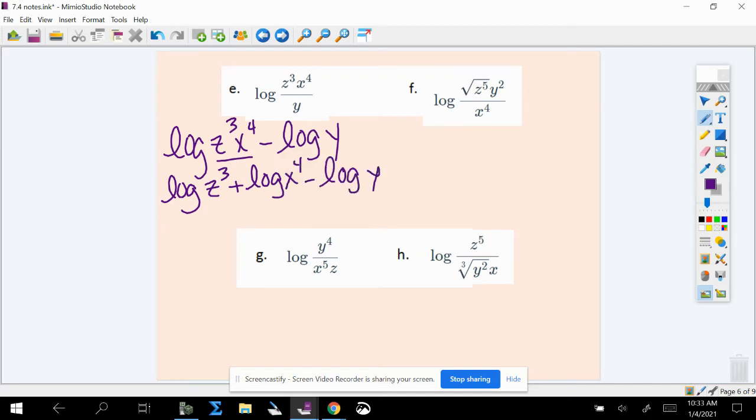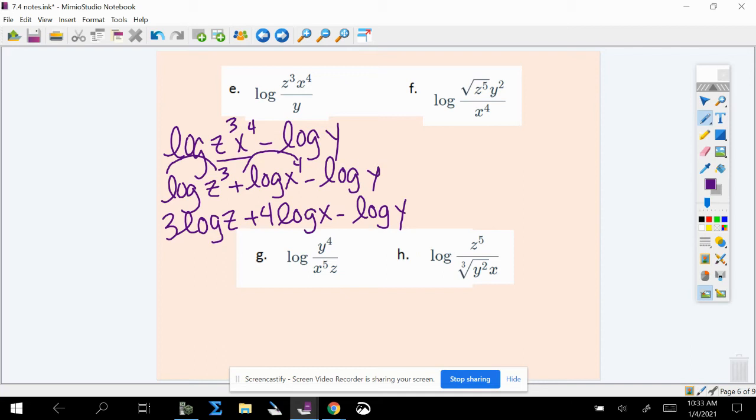And then my last step every time should be bringing those powers in front. So I have 3 log z plus 4 log x. And I had this minus log y the whole time, that's just kind of waiting. So that whole thing is what you'd type in Delta Math as your answer. These can get kind of long when you have more terms or more factors in your log.